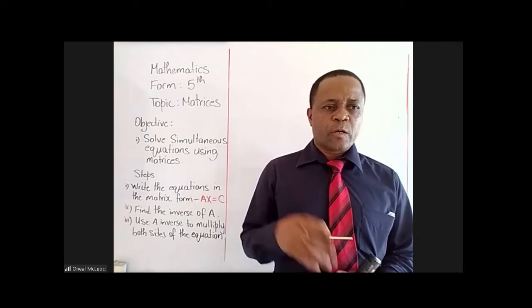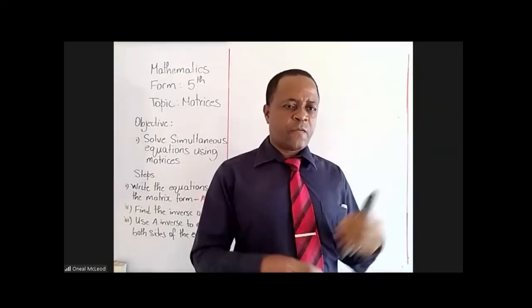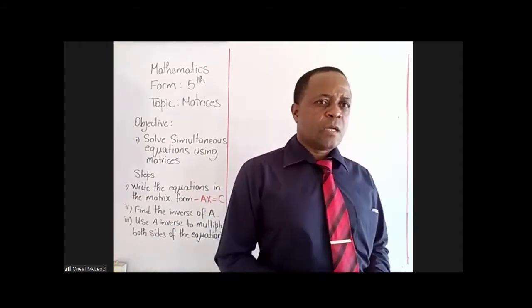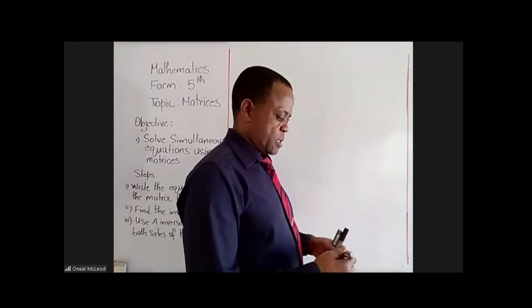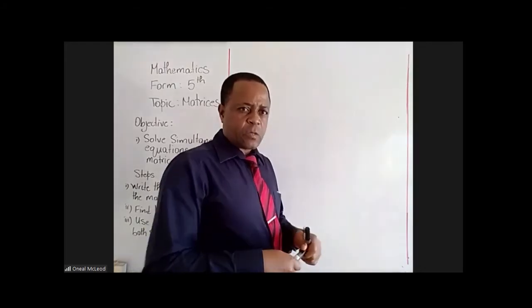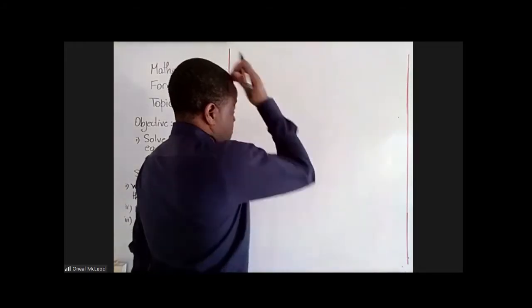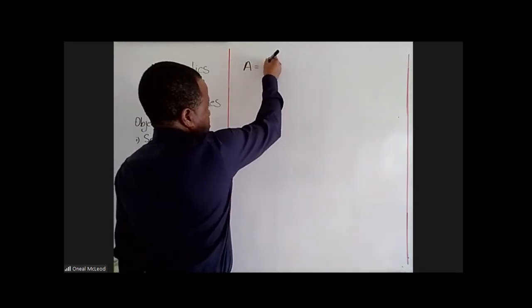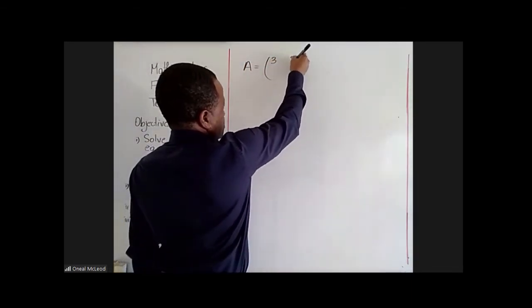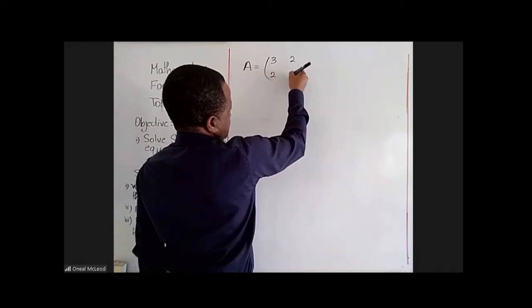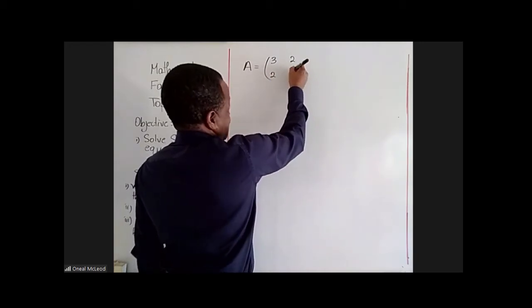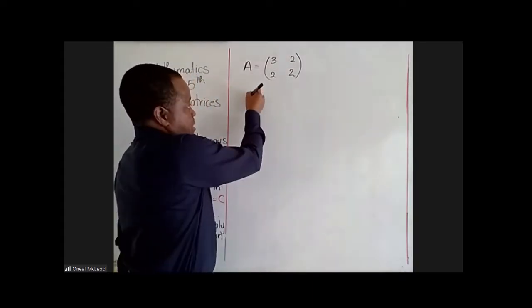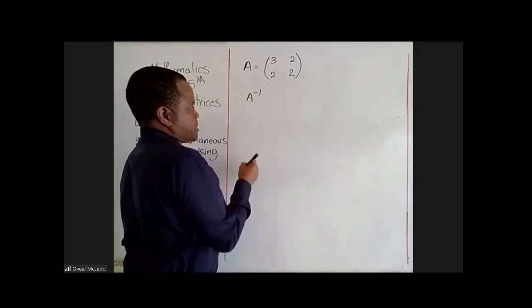All right, so we're going to be looking at how to find the inverse of a 2 by 2 matrix, just to warm ourselves up as it relates to solving simultaneous equations. Now if I say A is equal to 3, 2, 2, and 2, and I'm asking you to find A inverse.